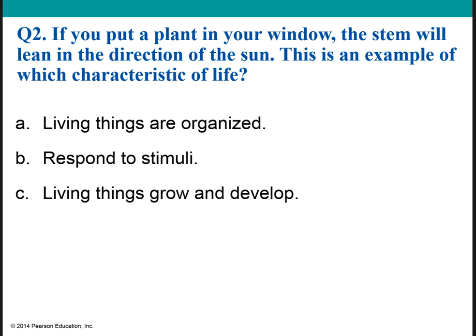Next question. Question 2. If you put a plant in your window, the stem will lean in the direction of the sun. This is an example of which characteristic of life? Living things are organized. Respond to stimuli. Living things grow and develop. Choose the correct answer. For both question 1 and question 2, make sure you write the answer down because you will need it later.